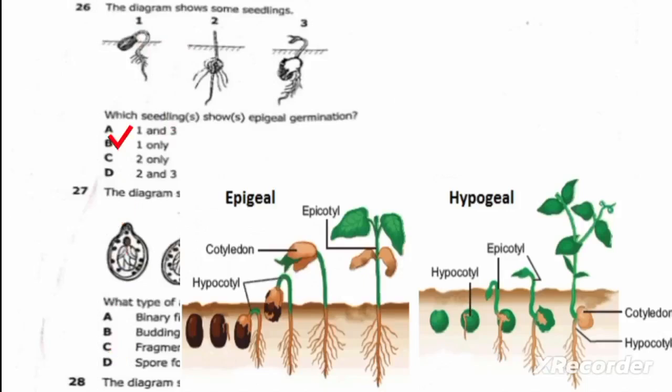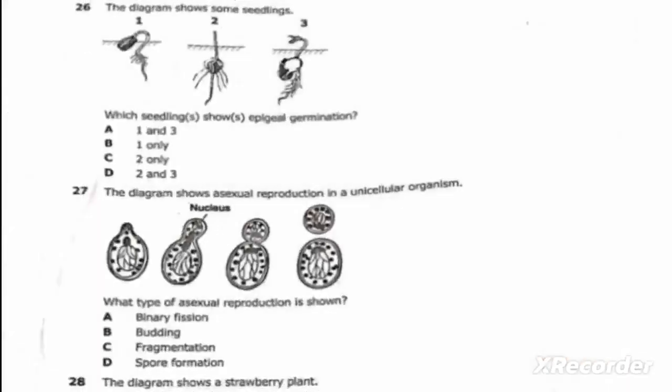We shift to the next question, which is question 27. Question 27, the question reads: the diagram shows asexual reproduction in a unicellular organism. What type of asexual reproduction is shown? A. Binary fission. B. Budding. C. Fragmentation. D. Spore formation.